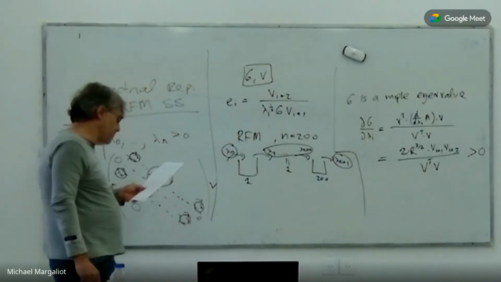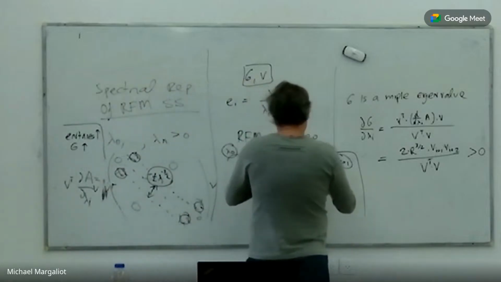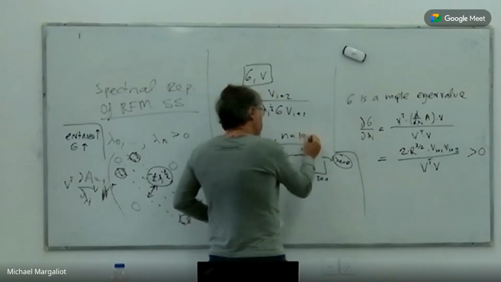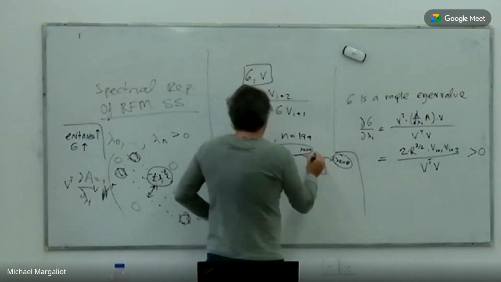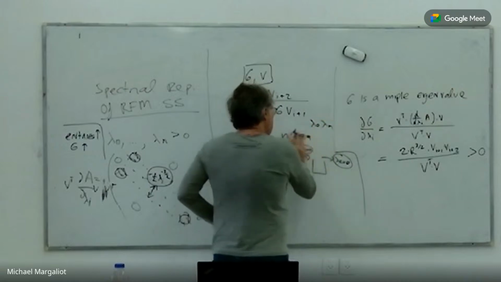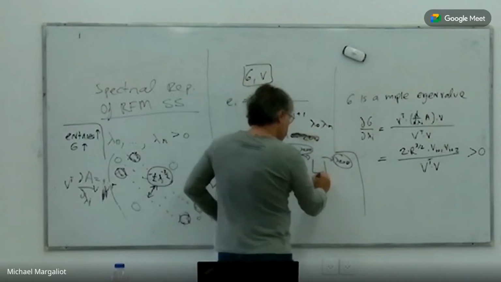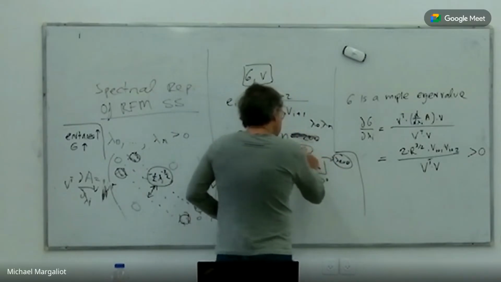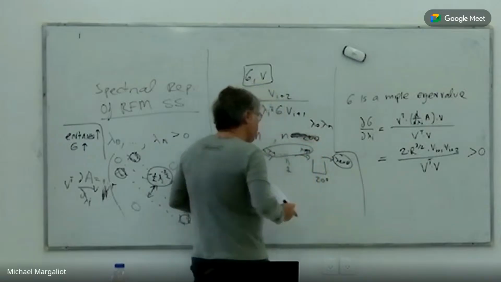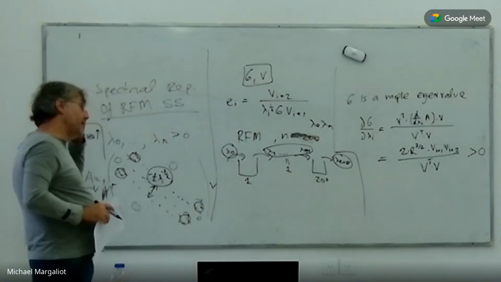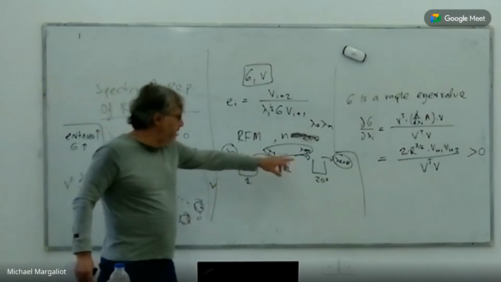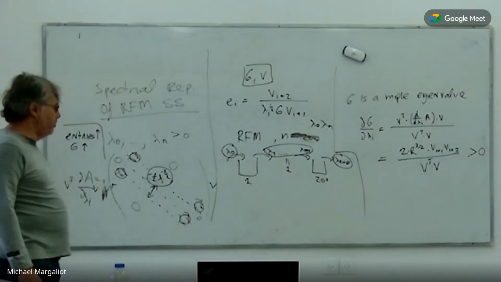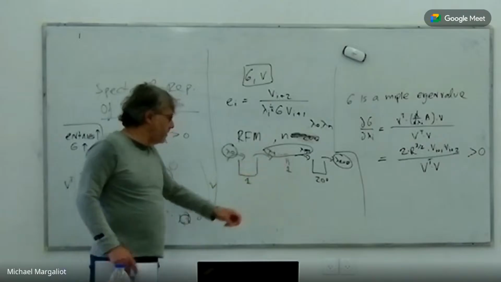I see that this ends at 200. No, it's from lambda 0 to lambda n, sorry. So I have 200 sites. The first lambda is lambda 0, and the last lambda is lambda n. So I took this situation, and all the internal rates are 1.